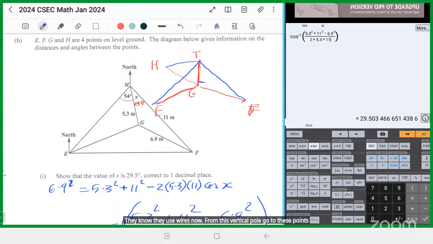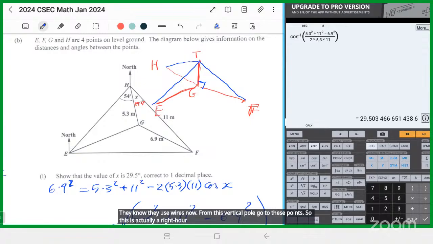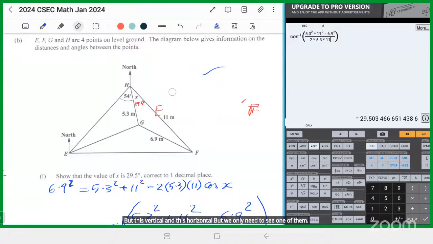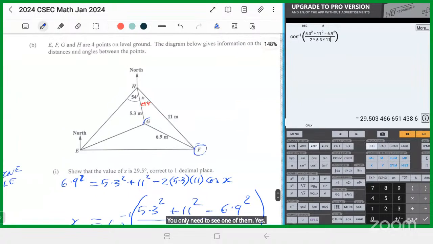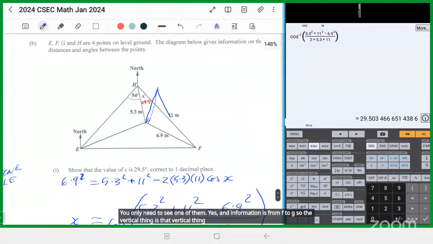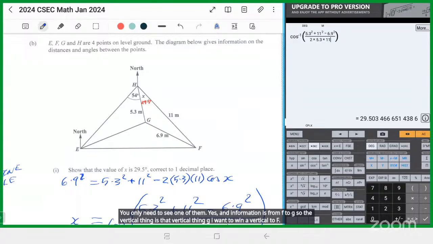So this is actually a right angle triangle. These are all right angle triangles, with this vertical and this horizontal. But we only need to see one of them, based on the information. It's from F to G. So the vertical is at G, I would do it vertically down to F. And the angle of elevation is this.